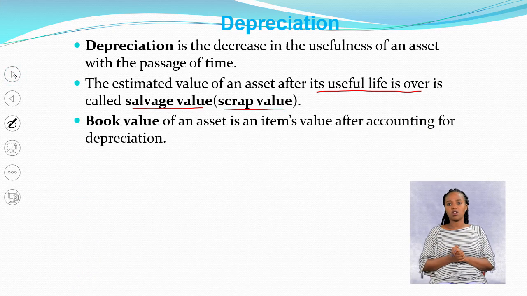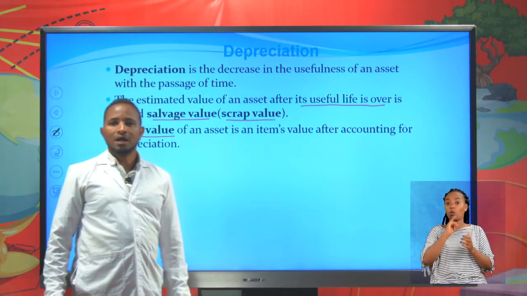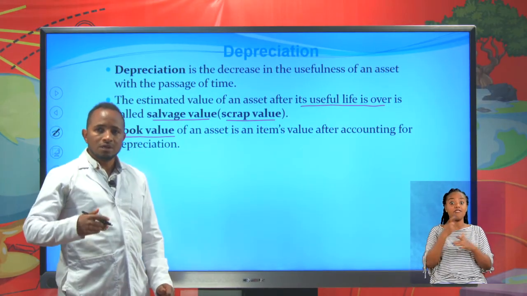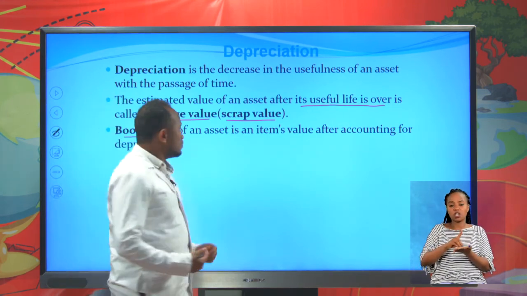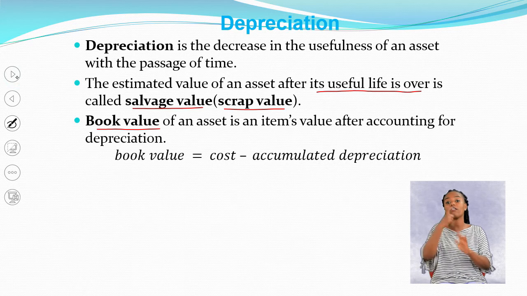Book value. Book value of an asset is an item's value after accounting for depreciation. Or in short, book value is simply the difference between cost and accumulated depreciation.